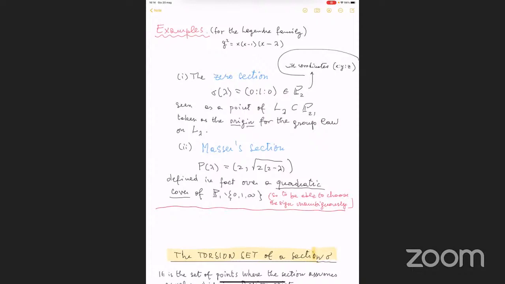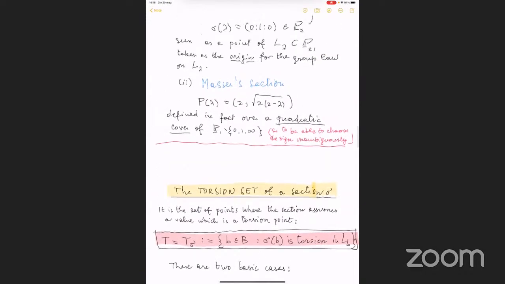In fact, there is a slight abuse of language here because we have not specified the sign of the square root. And this will be material for us, but just to be precise, let me say once and for all, the base here is not the lambda line, but a quadratic cover of the lambda line. This is the first time you see that we have to take a cover of the base to be able to choose the sign unambiguously. Otherwise, we have a multi-valued function. But you may forget safely about this.